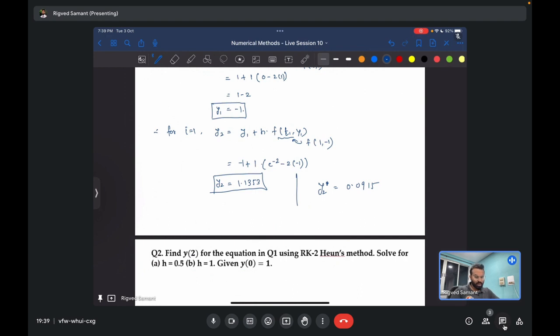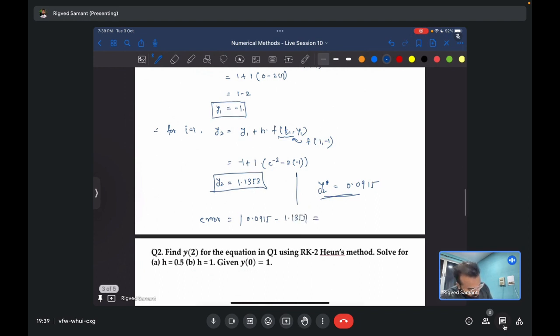Okay, so there is some kind of an error here, right? So if you find the error, the absolute error would be 0.0915 minus 1.1353. It would come out to be 1.0438. So it's a huge error, right? It's a huge error.